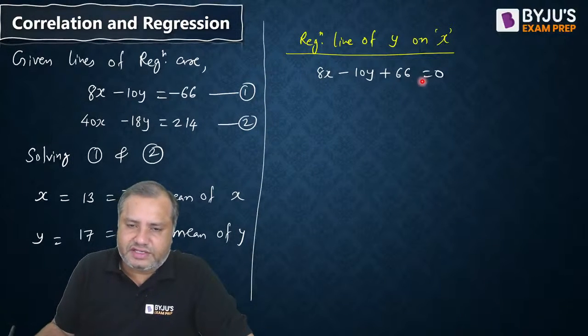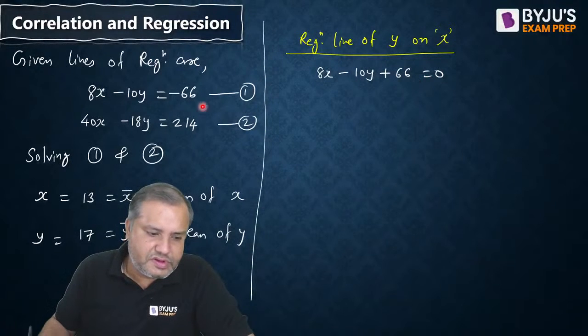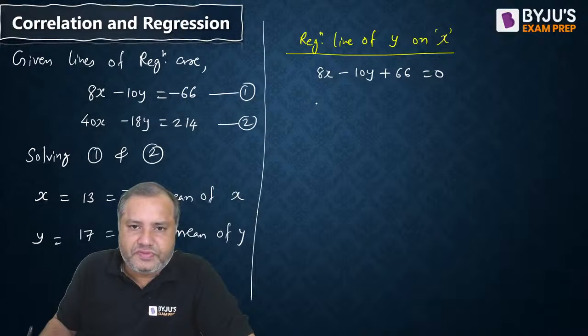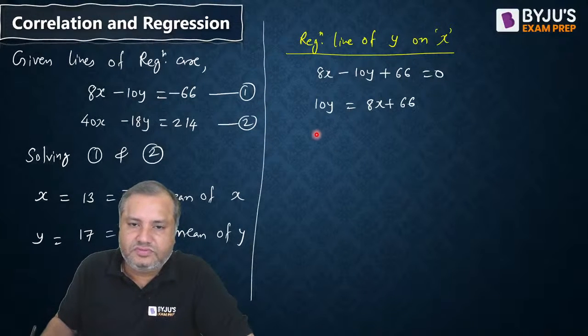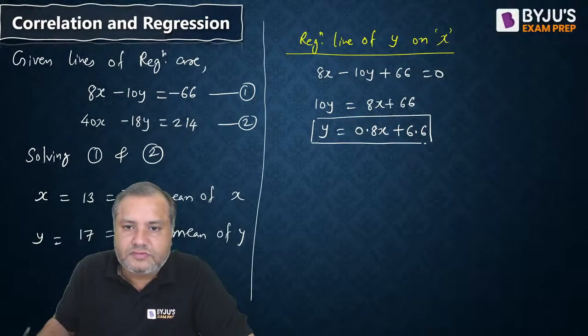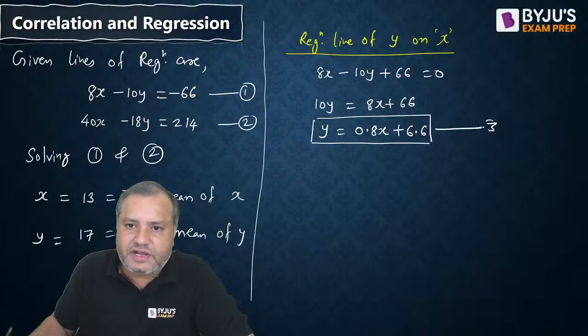Regression line of y on x. We assumed the regression line of y on x as the first line. Now just find out y from this equation. So 10y equals 8x plus 66, so y will be 0.8x plus 6.6. Please concentrate.